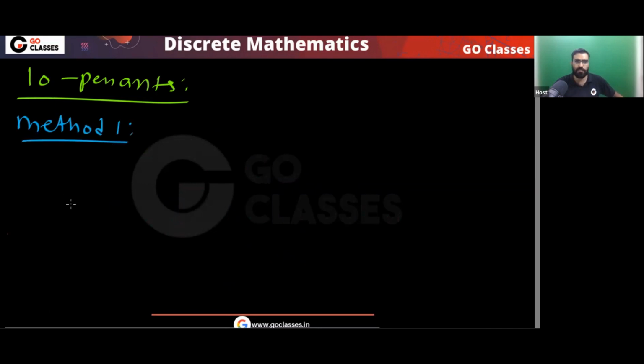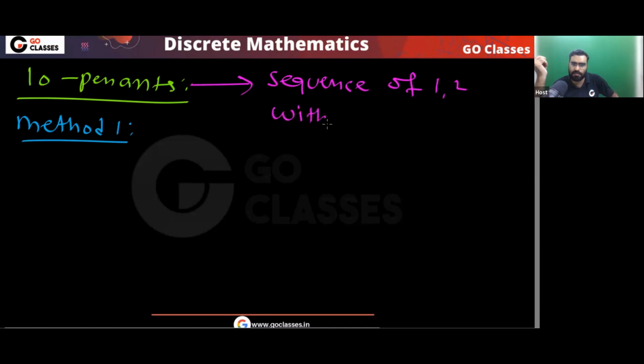What you can do? You want to find 10-pennants. 10-pennants means summation equal to 10. Remember, a 10-pennant means a sequence of 1, 2 with summation 10. The summation should be equal to 10. So you can create cases. You can decide how many 2's you are going to use.